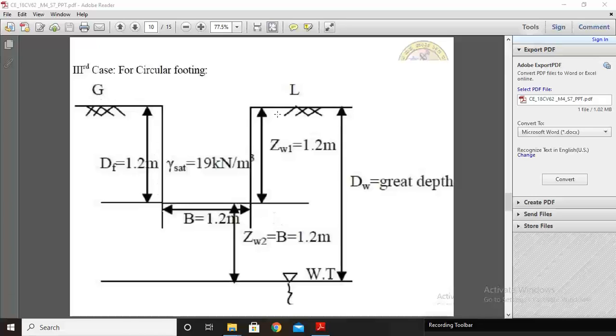This is the foundation diagram of depth 1.2 meter, width 1.2 meter, and saturated unit weight 19 kilonewton per cubic meter. From the base of the footing, below the ground level, we locate ZW1, which is 1.2 meter, and ZW2 we locate equal to B, which is 1.2. From the ground level to the water table, we consider the depth of the water table at a great depth, that is DW. So this is the diagram.